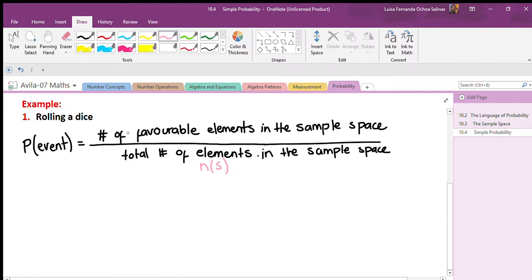Because you can see that the sample space is quite important, that's what we're going to do first for our example. So what is the sample space? Our sample space is 1, 2, 3, 4, 5, 6, because these are all the possible outcomes that I can get when I'm rolling a dice, okay? What is the size of my sample space? It's 6. Agree? Perfect.